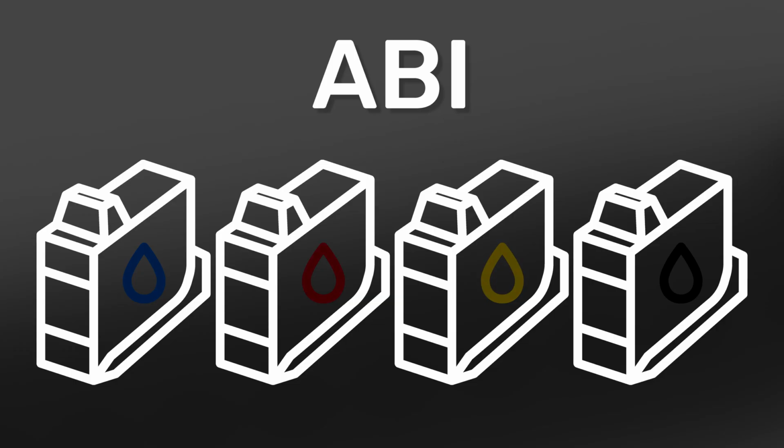If you see color, the printer supports ABI. If you only see black ink, the printer only supports mono. If the printer supports ABI, it might also support mono.